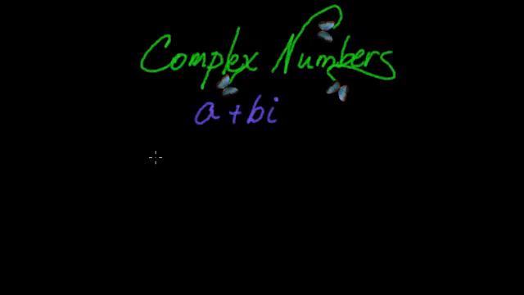Welcome back. We're going to talk about complex numbers today, and complex numbers are written in the form a plus bi, where a is your real part and b is your imaginary or complex part.